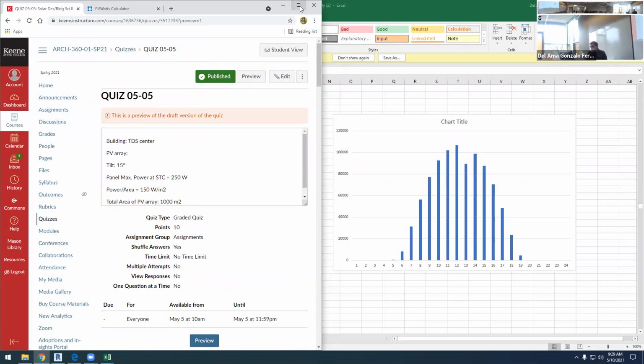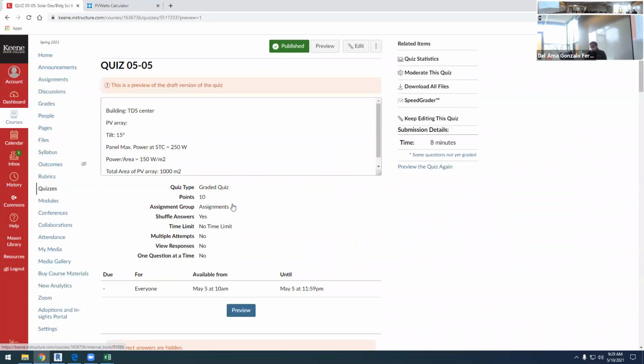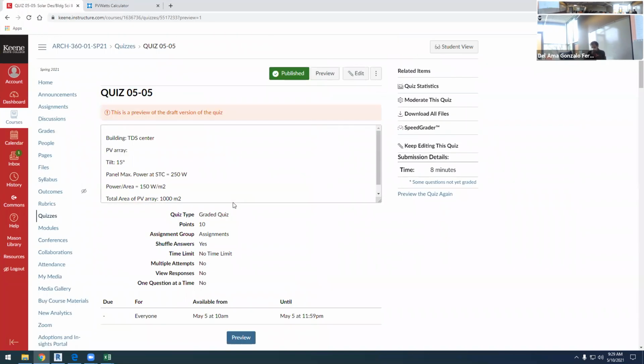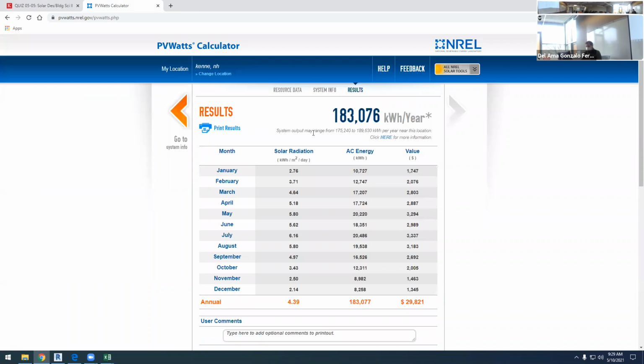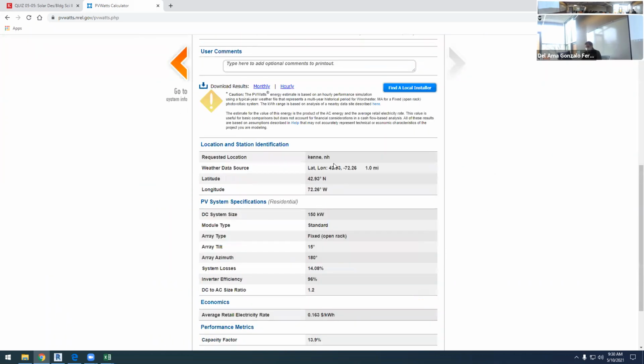Okay, so this is the quiz. And I'll prepare another one. But it's always the same. We have to calculate first the DC system size of the PV array. Then we have to look at the monthly and yearly results. And finally, we have to download the hourly results. And then we have to work with specific days or specific hours.